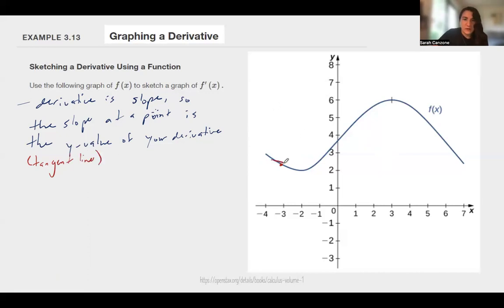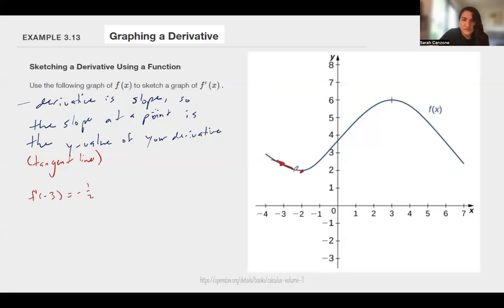If we draw a little tiny tangent line, we're going to estimate what we think the slope of that is. First of all, that's negative. I'm going to say maybe -1/2-ish. This is totally a guesstimate. So at -3, I'm going to say f prime of -3 equals -1/2.